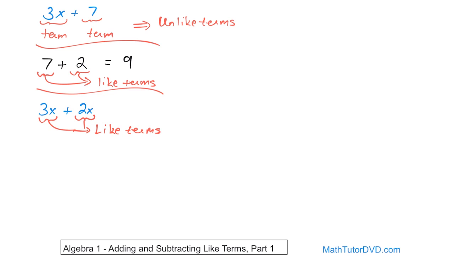In this case, the basic idea for you to understand is that in order to say they're like terms, the variables have to completely match. They have to look exactly the same. In this case, there's an x here and there's another x here, so these are like terms.